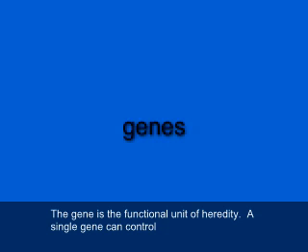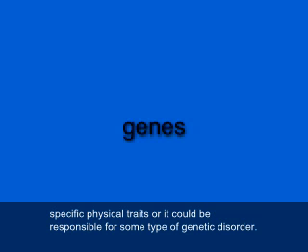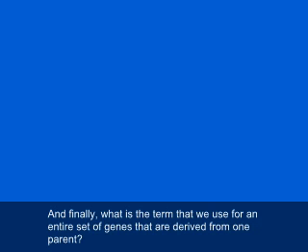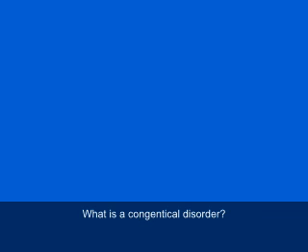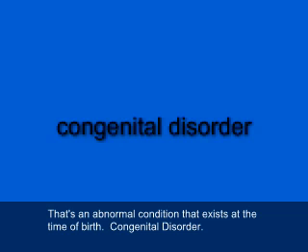And what is a gene? Well, the gene is the functional unit of heredity. A single gene can control specific physical traits, or it could be responsible for some type of genetic disorder. And finally, what is the term that we use for an entire set of genes that are derived from one parent? That's a genome. G-E-N-O-M-E. What is a congenital disorder? That's an abnormal condition that exists at the time of birth.